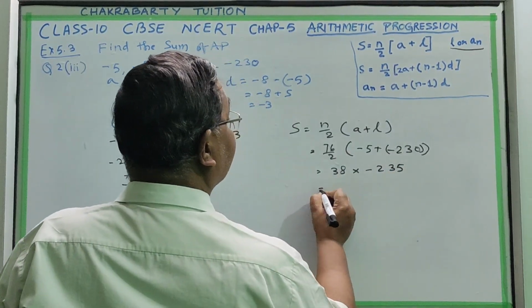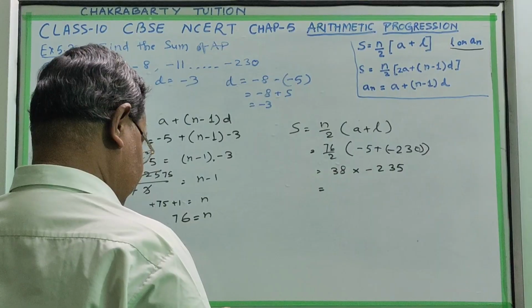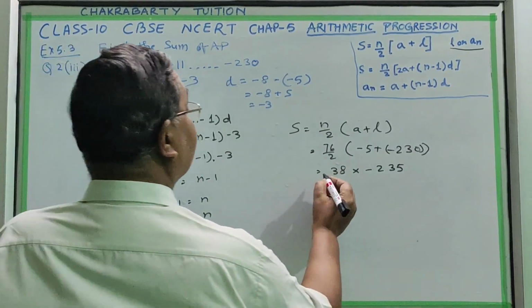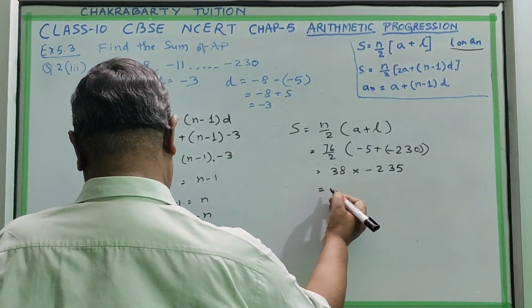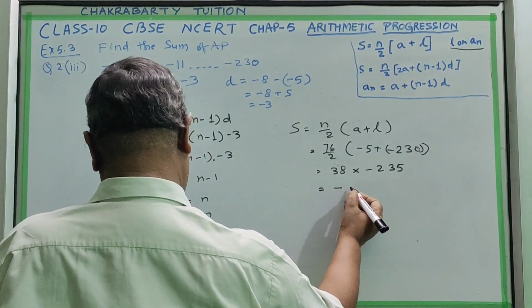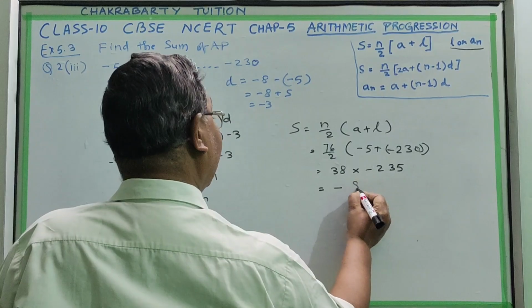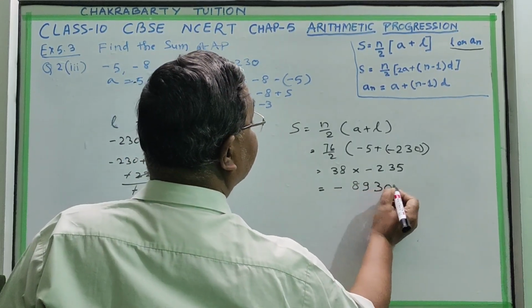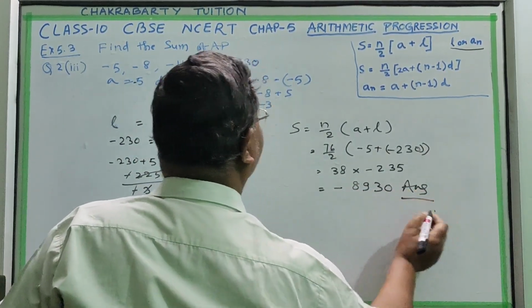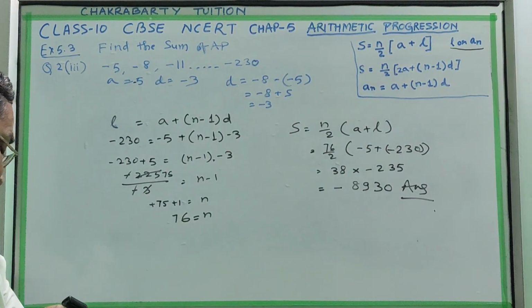235. Now we will multiply with the help of a calculator. So the minus sign will come, and 235 into 38 becomes 8930. This will be your answer. So this is question number 2. Then now we will go to the next question.